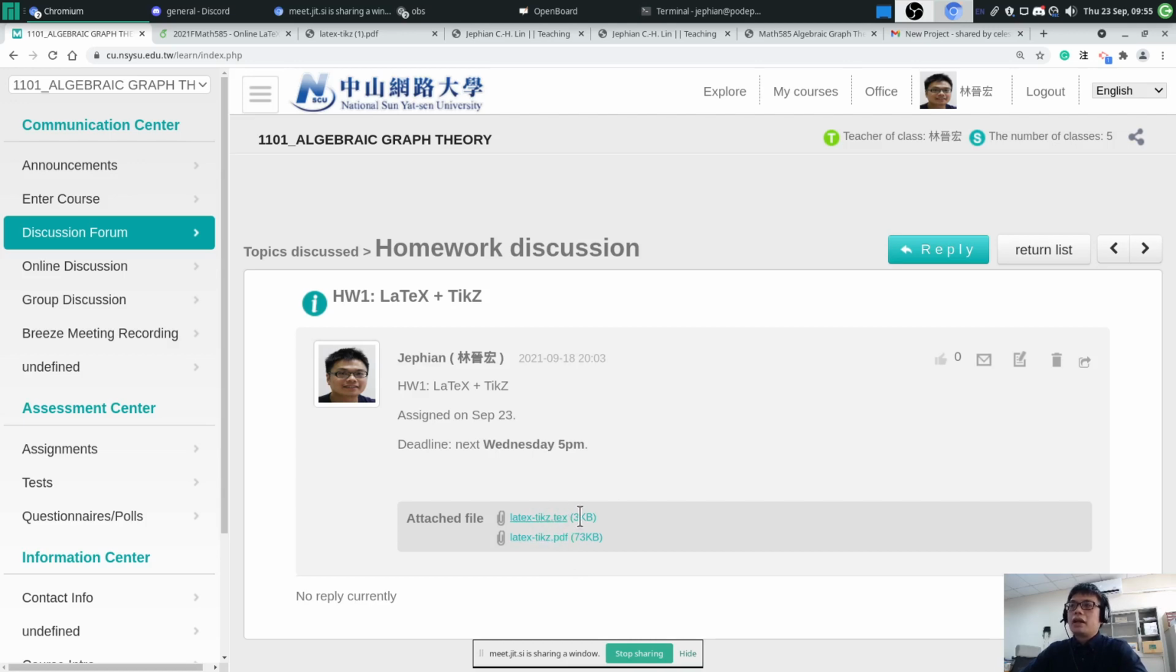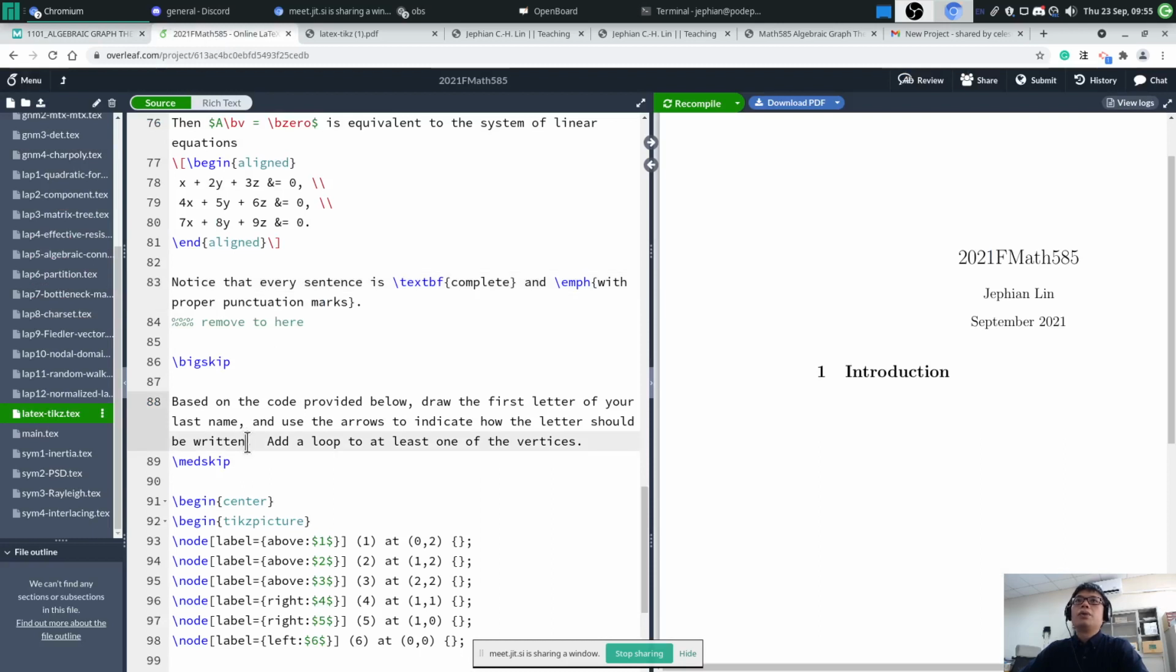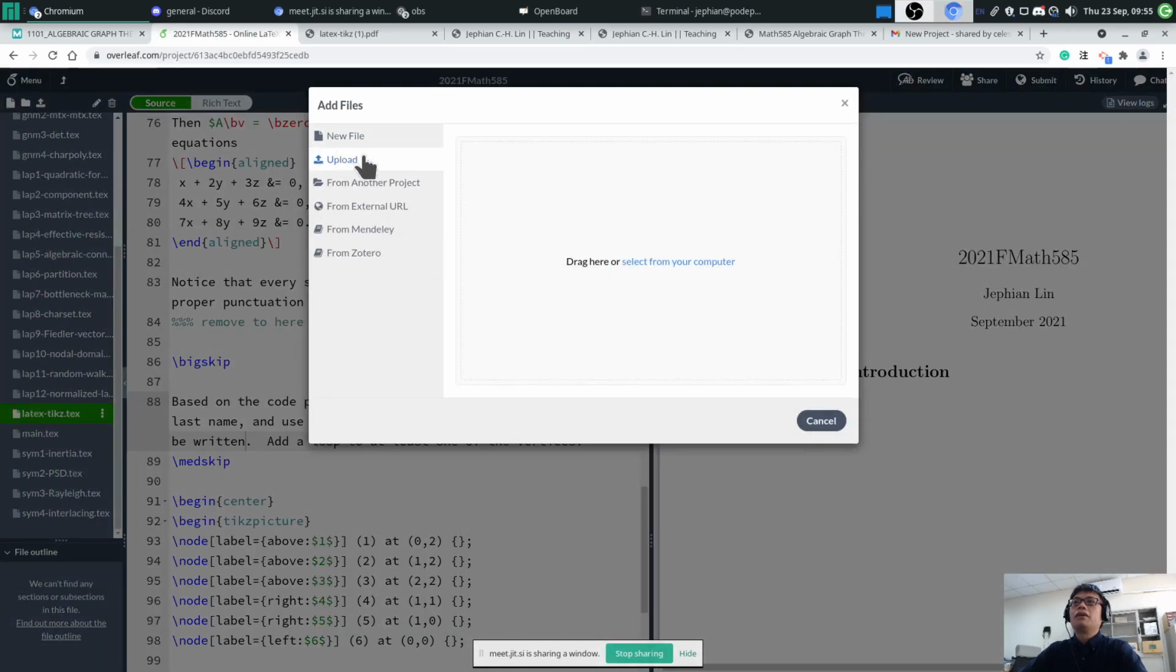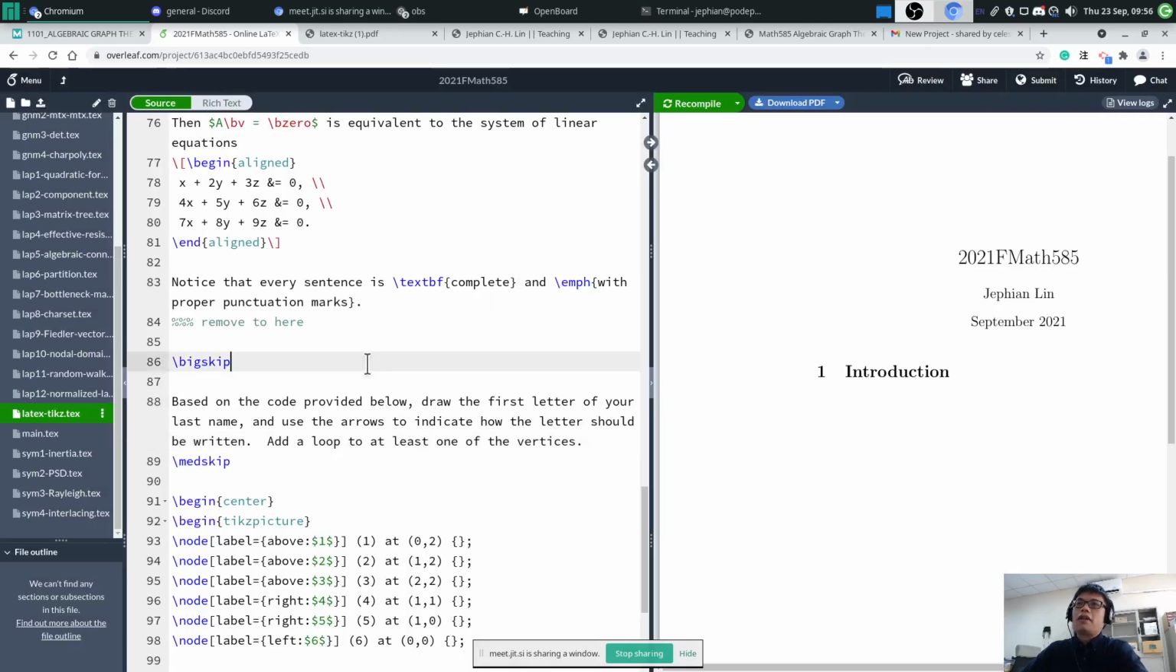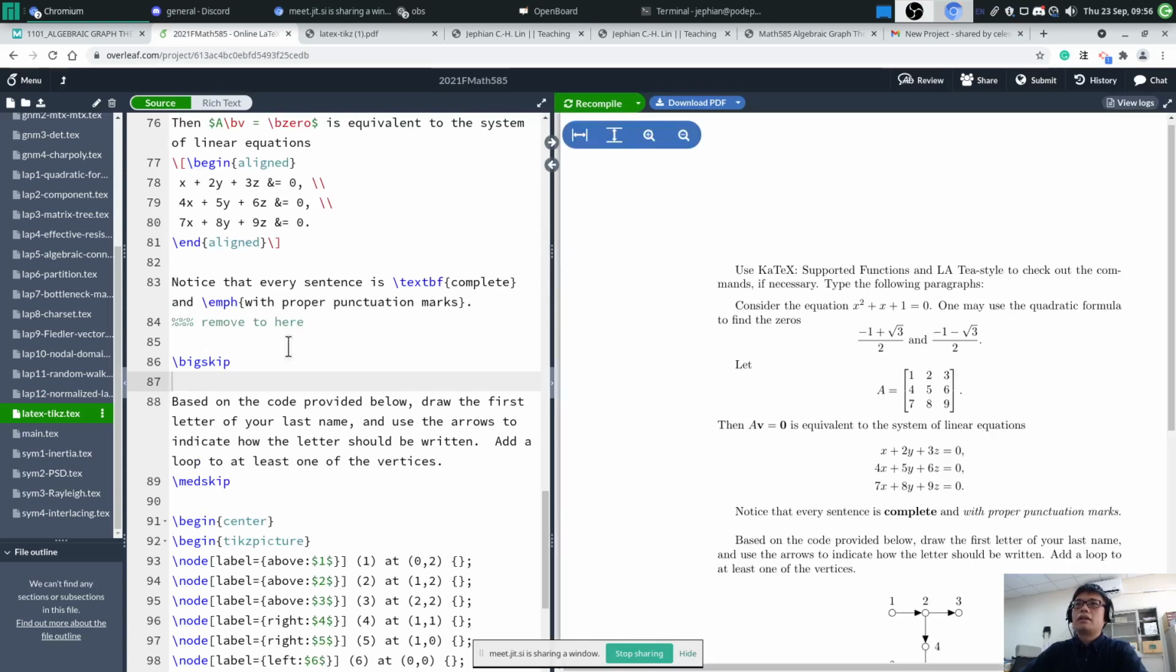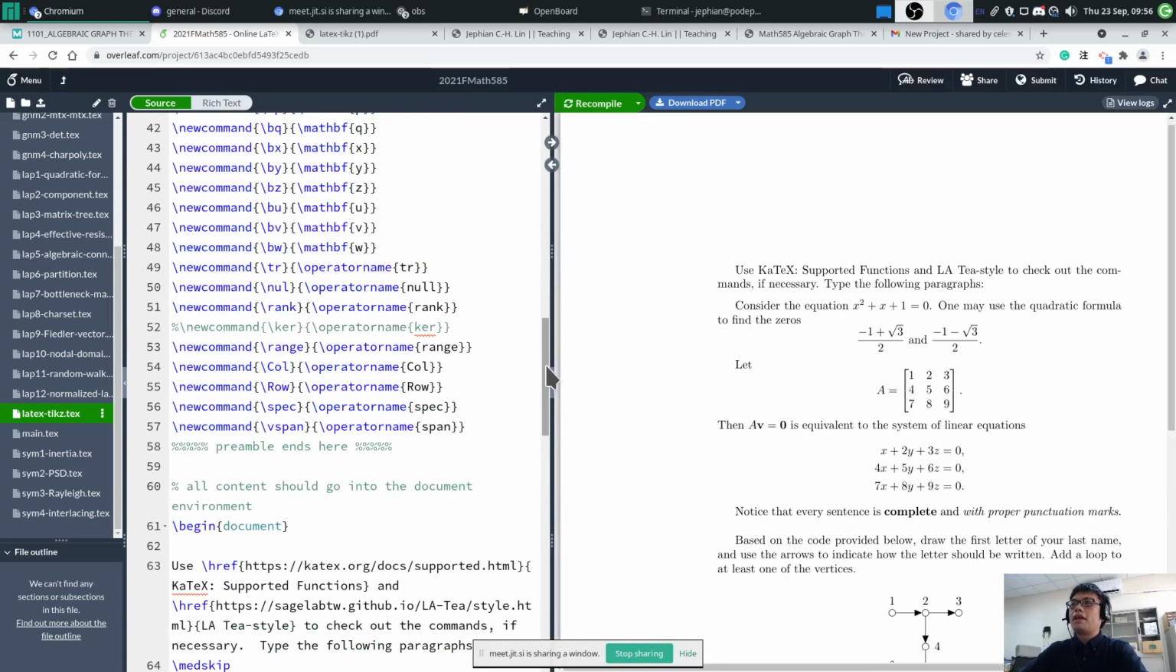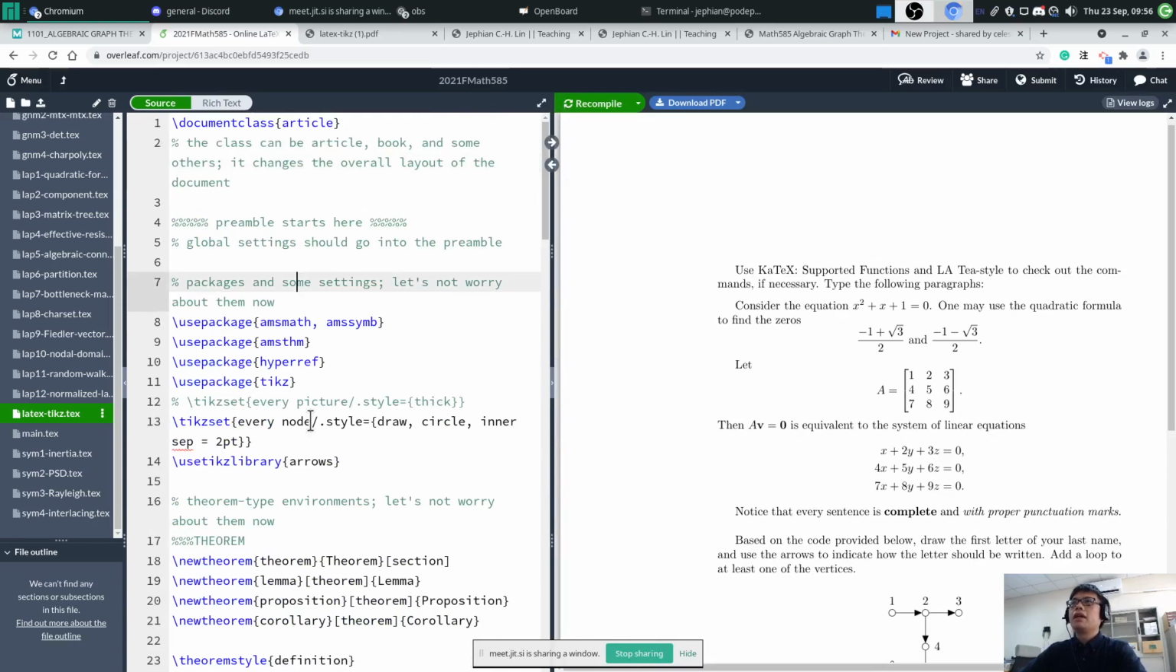Download the TeX file and go to Overleaf, and there is an upload on the top left. Upload your file, select from your computer. If you have any questions, let me know afterward. Now, this is a system that is quite straightforward. You type something on the left, and then you will see something on the right.